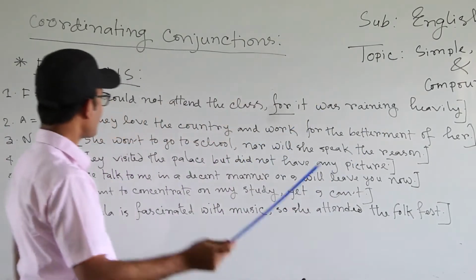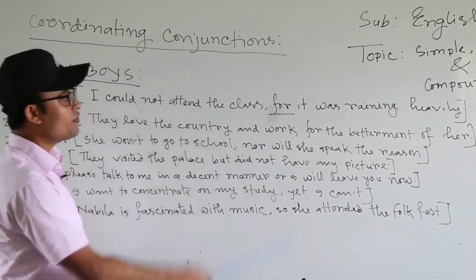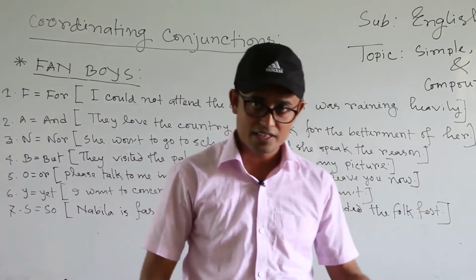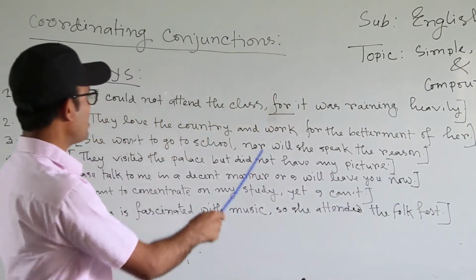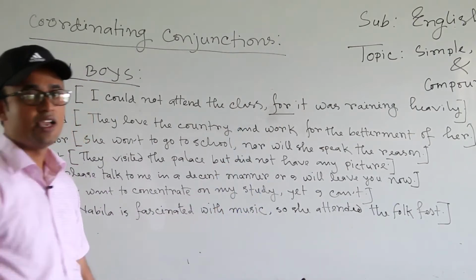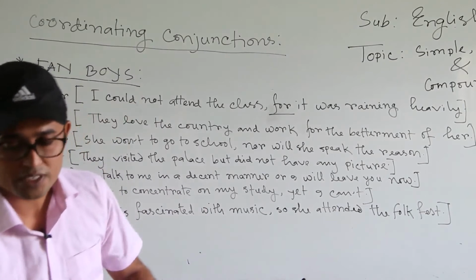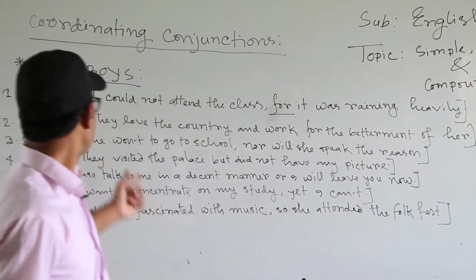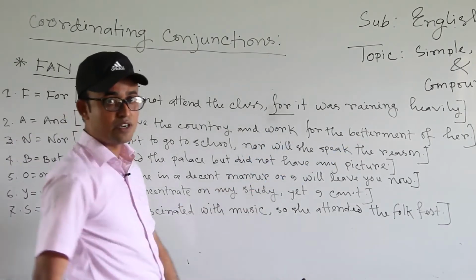Understand? Next, they love the country and work for the betterment of her. তারা তাদের দেশকে ভালোবাসে এবং দেশের উন্নয়নের জন্য কাজ করে। Here we find a coordinating conjunction, and. Here it added two principal clauses. One is they love the country and work for the betterment of her.